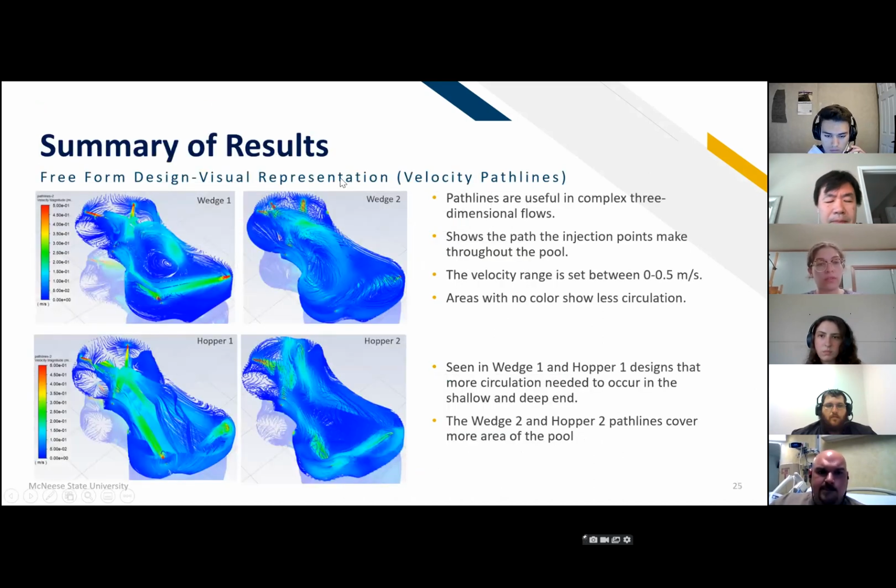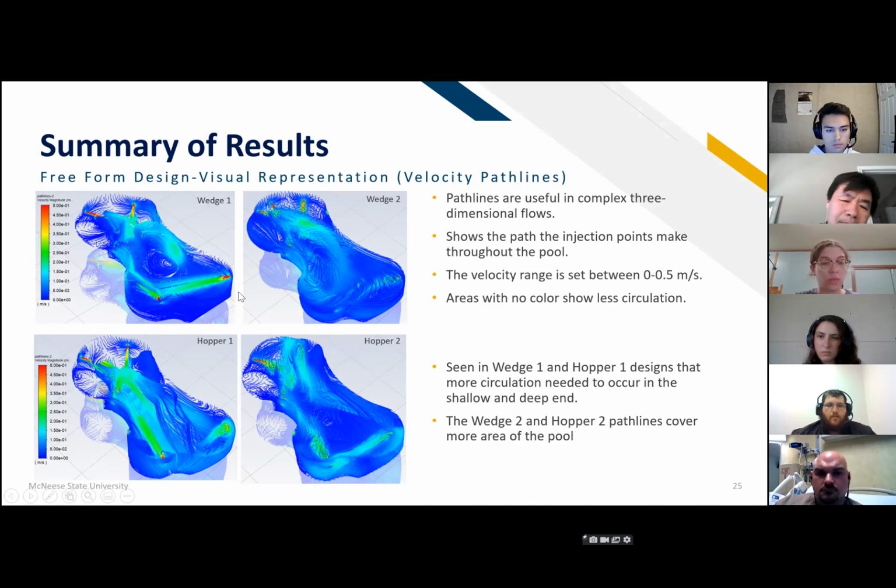So to begin the summary of results with the freeform design, the first visual representations that I gathered were the velocity path lines. Path lines are very useful in complex three-dimensional flows because they show the path the injection points make throughout the domain of the pool. Here you can see the velocity range was set between 0 and 0.5 meters per second for all of the pictures shown. And the areas with no color that are see-through show less circulation.